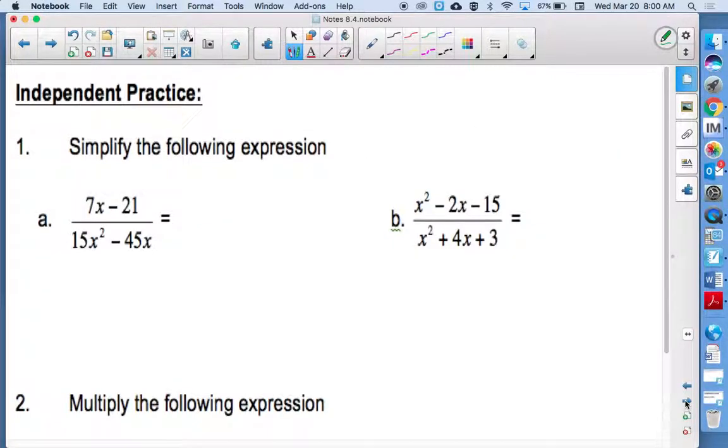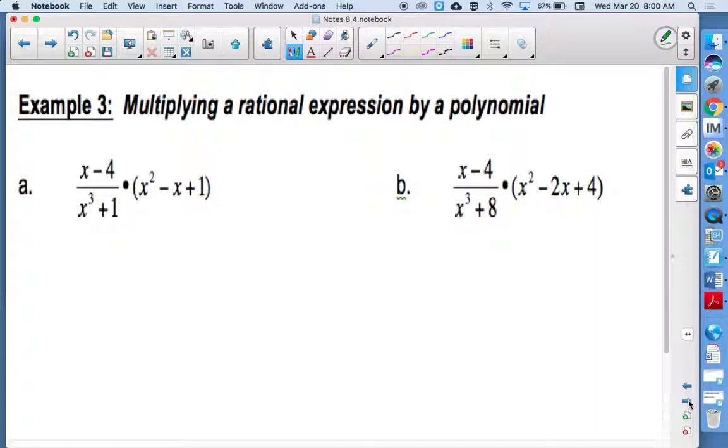So we are going to skip the independent practice problems. And we're going to look down to where it says example 3. And it says to multiply a rational expression by a polynomial. So essentially, we're taking something that's a fraction, and instead of multiplying it by another fraction, we're just multiplying it by a polynomial. But we can always make a polynomial into a fraction by placing it over 1. So now it looks like I still have a fraction times a fraction.